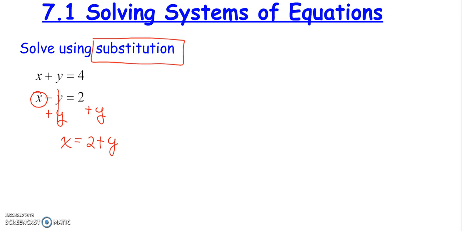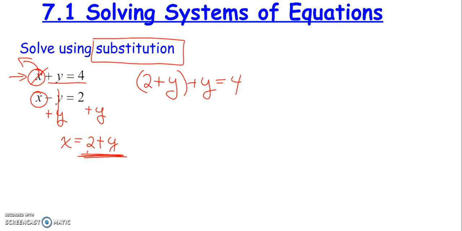That means I could trade an x for a 2 plus y. They are exactly equal. And that's what I want to do in this top equation that I have yet to touch. I've got an x here that I'm going to take out of the problem, and I'm going to replace it with the 2 plus y that is of equal value. So this x is gone. In its place is 2 plus y. Then I copy over the rest of the statement, which is plus y equals 4, and I have a statement with one variable that I could solve. I could combine like terms: 2 plus 2y equals 4.